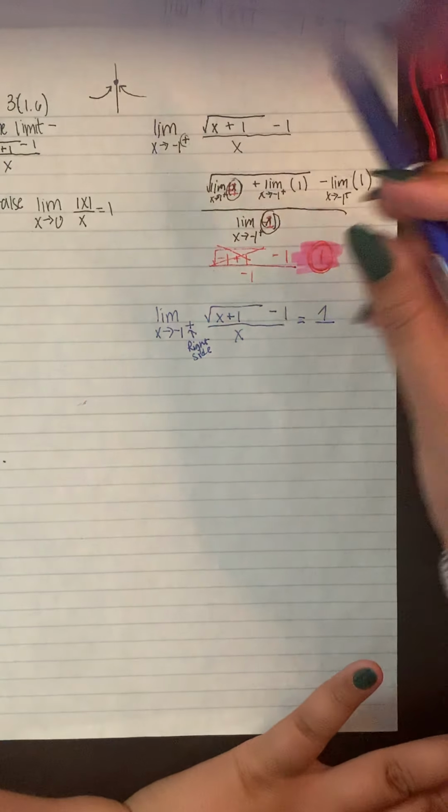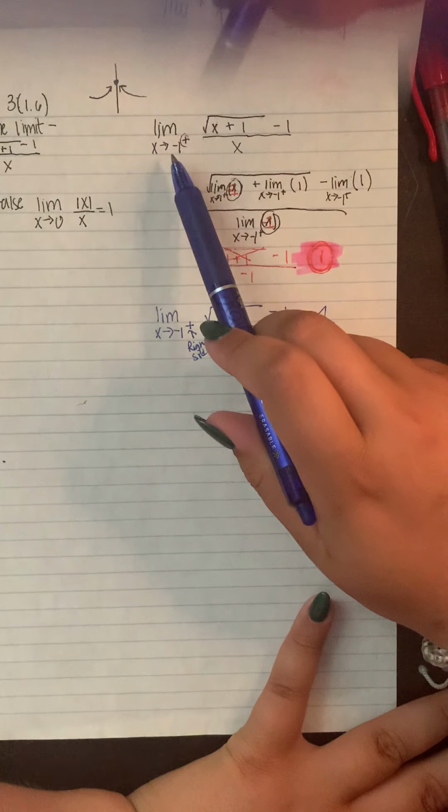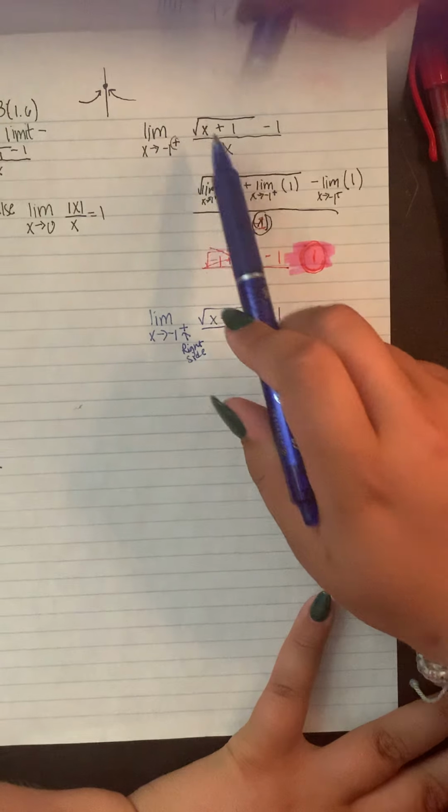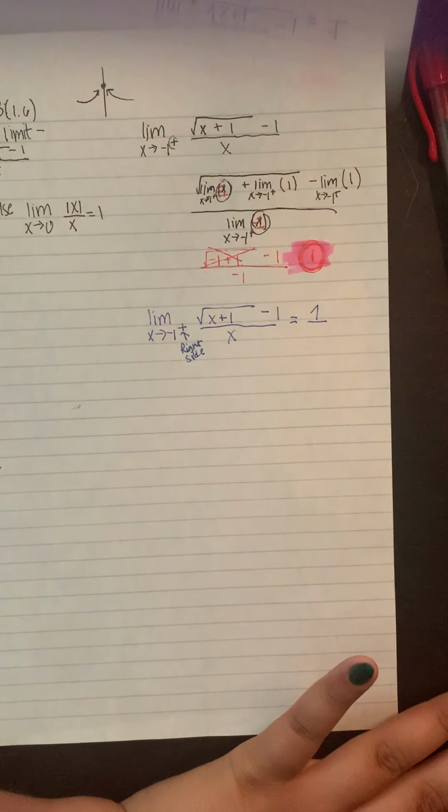You could also cut down this step by replacing wherever you see an x with -1. So just replacing -1 right here, -1 right there.